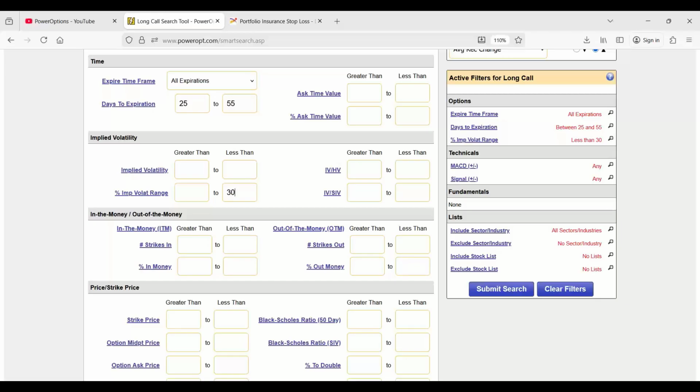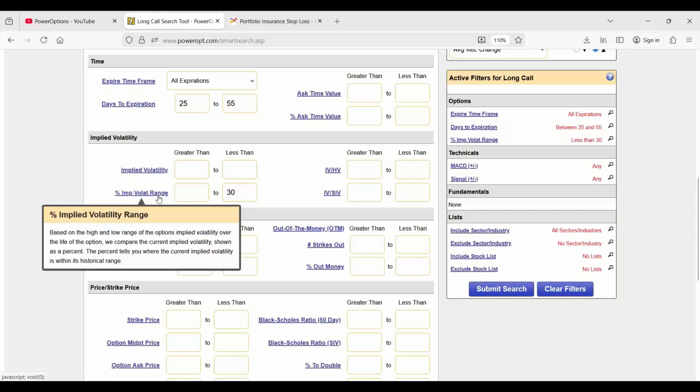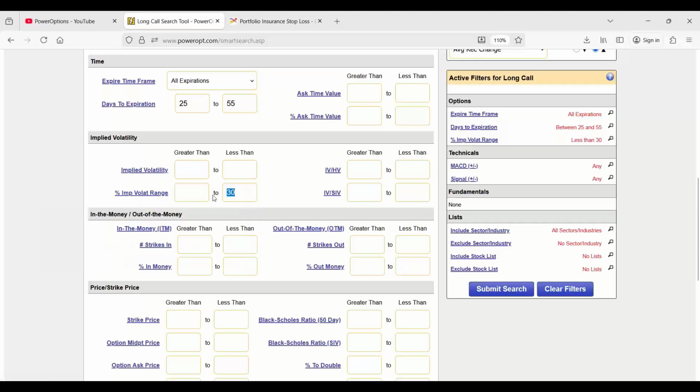Now, if you're looking for earnings plays 5, 6, 7, 8 days before earnings, and you're expecting, hey, my stock has earnings coming up in 5 days. I'm looking 25 to 55 days out, but I want percent implied volatility range to be less than 30. You're probably not going to see that, right? It's already inflated. It's near 80, 90, 100%. That might be where I want to be selling.